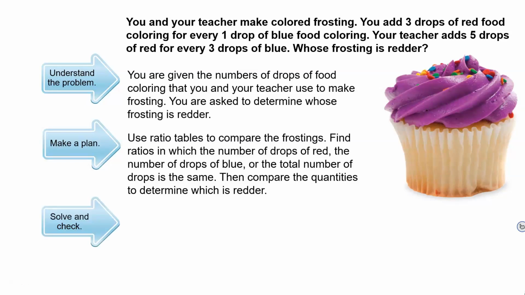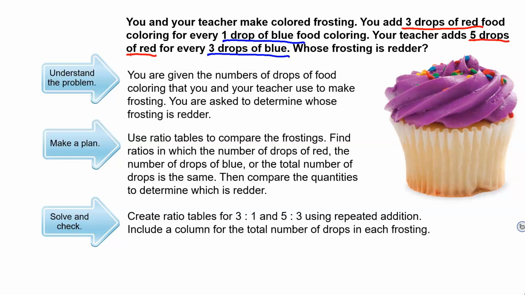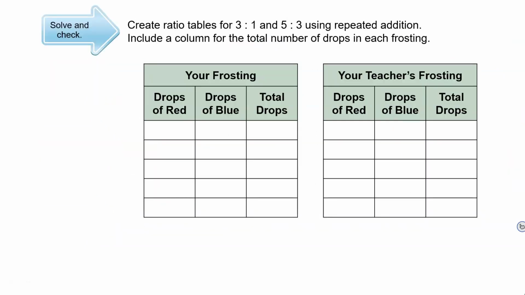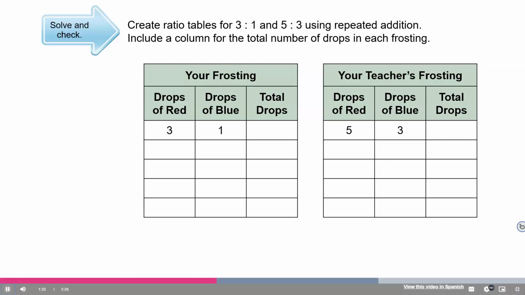Then solve and check. Look back at the ratios in the problem. You add 3 drops of red for every 1 drop of blue. Your teacher adds 5 drops of red for every 3 drops of blue. Create ratio tables for these ratios, 3 to 1 and 5 to 3, using repeated addition. Include a column for the total number of drops in each frosting. Now you're ready to solve. Create the ratio tables for your frosting and your teacher's frosting. The ratio of drops of red to blue for your frosting is 3 to 1, and for your teacher is 5 to 3. Start with your frosting. Use repeated addition with the original ratio 3 to 1 to create the table.